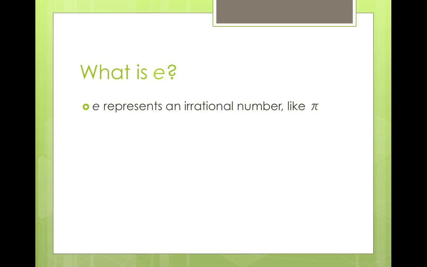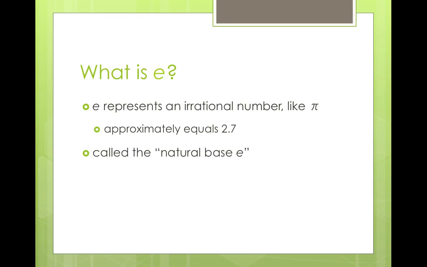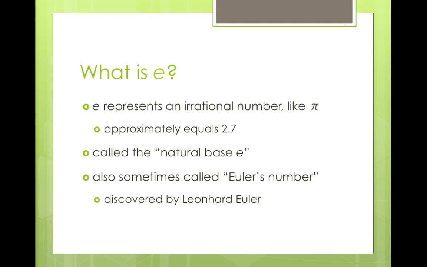And just like with pi, since we know pi is approximately 3.14, we can use that to get approximate answers. Well, e is approximately 2.7. So if you're ever trying to get a numerical approximation in a problem using e, you can always substitute 2.7 in and get a good idea of what the answer would be. E is sometimes called the natural base e, and that will make more sense when we get into the logarithms. It is also sometimes called Euler's number because it was discovered by Leonhard Euler.